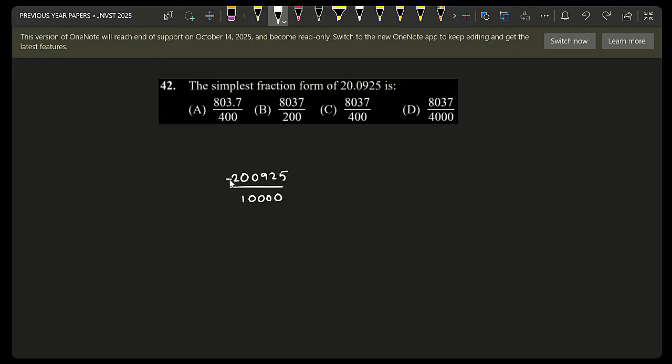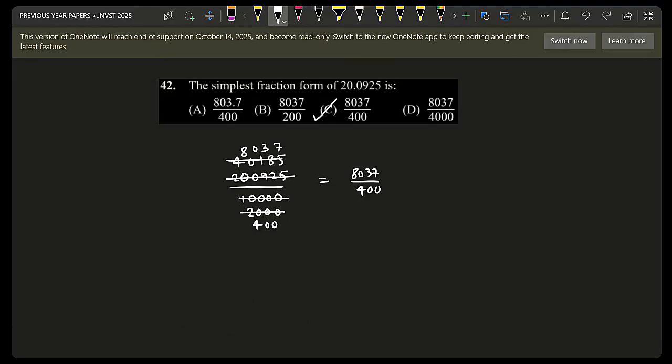Let's divide by 5. 5 fours are 20. 5 zeros are 0. 5 ones are 5. 4 is remaining, 42. 5 eights are 40. 5 fives are 25. 5 twos are 10. Again, the last digit is 5 and the last digit is 0. Divisible by 5 again. 5 fours are 20. 5 eights are 40. You are taking two digits at a time. 5 threes are 15, so 3 is the remainder, 35. 5 sevens are 35. I think we got the answer: 8037 by 400. It is option C.